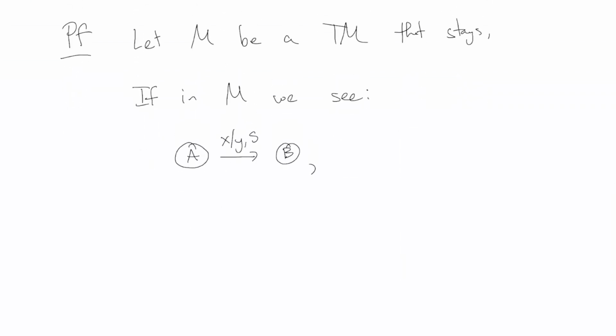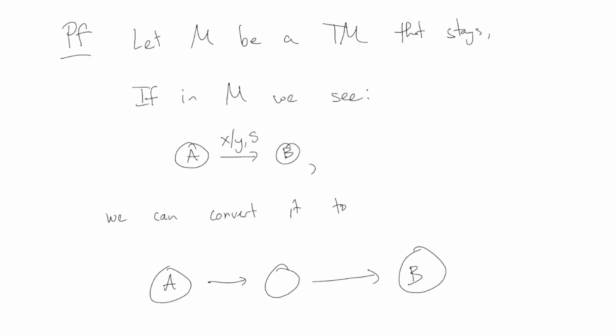So if you see an arrow that stays in the original machine, we can convert it to, this is not so hard. If you invent another state, you can convert that into a set of two arrows on a machine that does not stay. Anybody feel like you know what I'm thinking about here? How can I change this in a way, maybe it'll take two steps instead of one step, but you can make it do the same thing without ever staying put? Yeah. X, Y, right, and then Y, left.